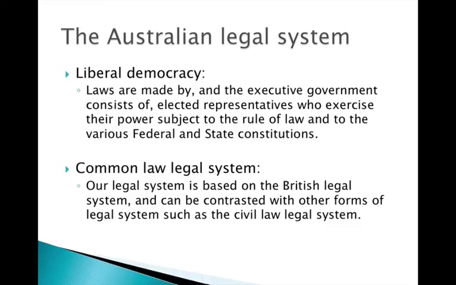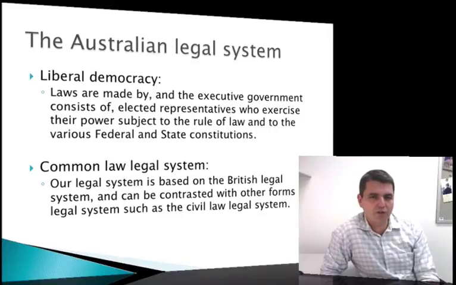Well, with a liberal democracy, what we're talking about are laws made by, and the executive government consists of, elected representatives. So the people who make our laws are actually elected to those positions. And while they exercise those powers, they can't do it absolutely. They can only do it in line with the rule of law in Australia and the various constitutions that we have in place. That means that our elected leaders aren't free to do anything that they'd like. There are boundaries around it.